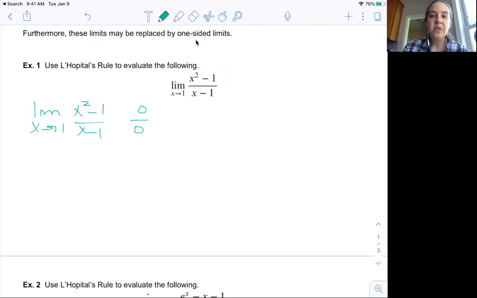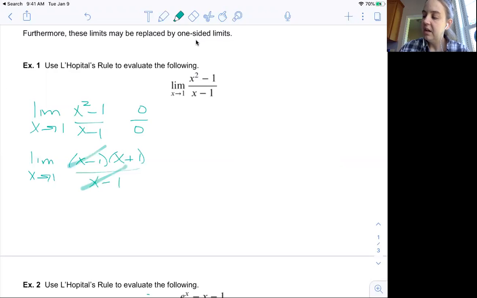So what do we do? Well, in the past, we would factor. I'll show you the old way we did this. We said the limit as x approaches 1, this was x minus 1 times x plus 1 all over x minus 1. And then we would cancel, if you remember, the x minus 1s. And so we would have the limit as x approaches 1 of x plus 1. We put 1 in for the x and it is equal to 2.